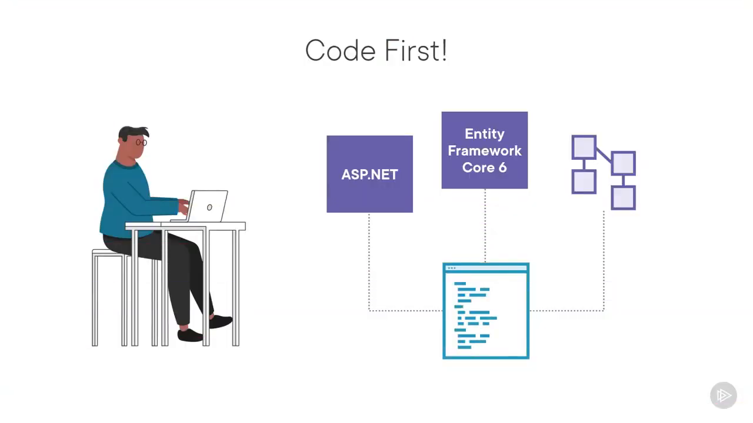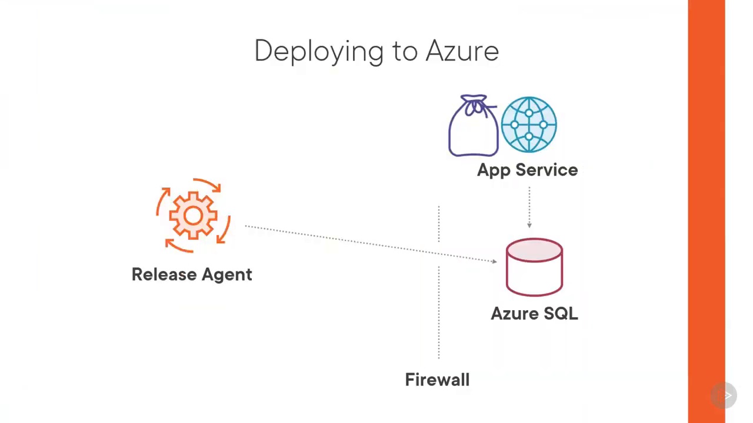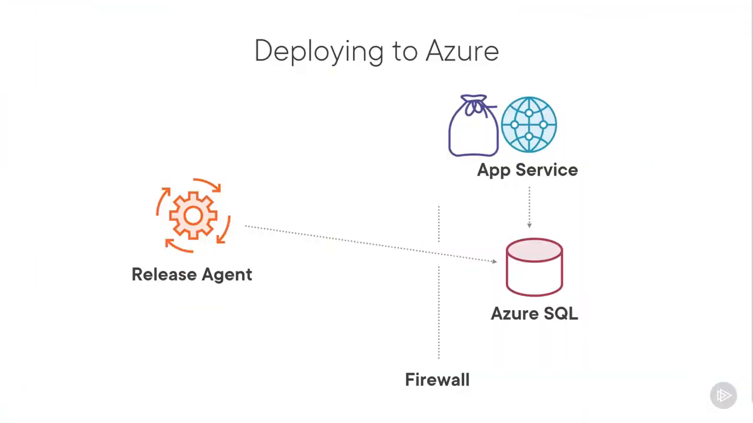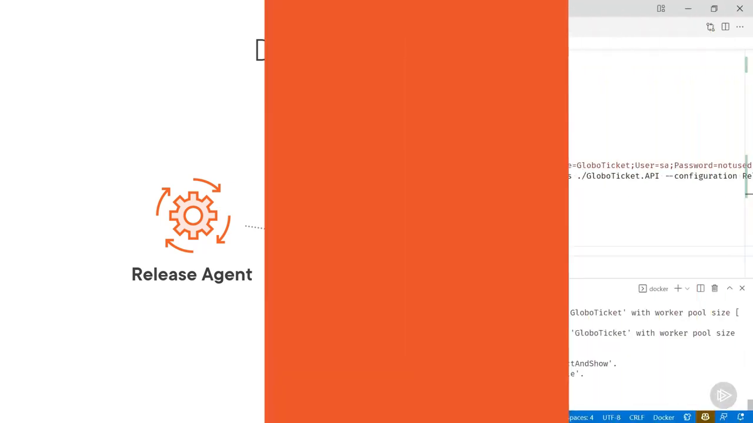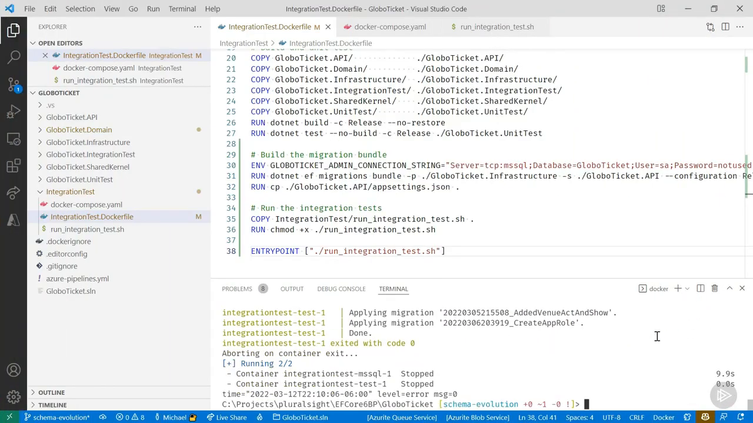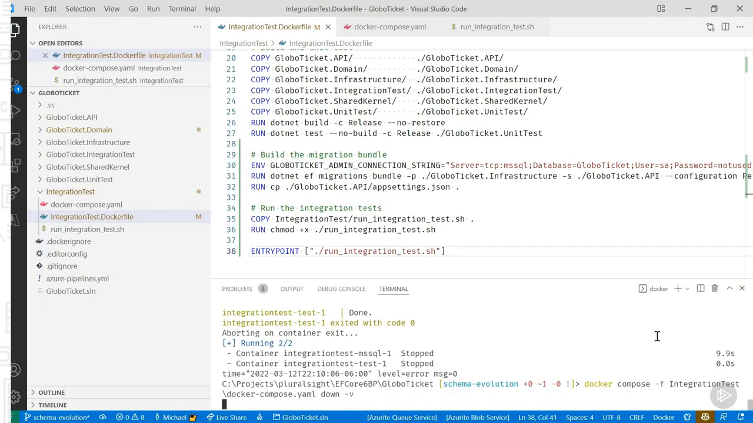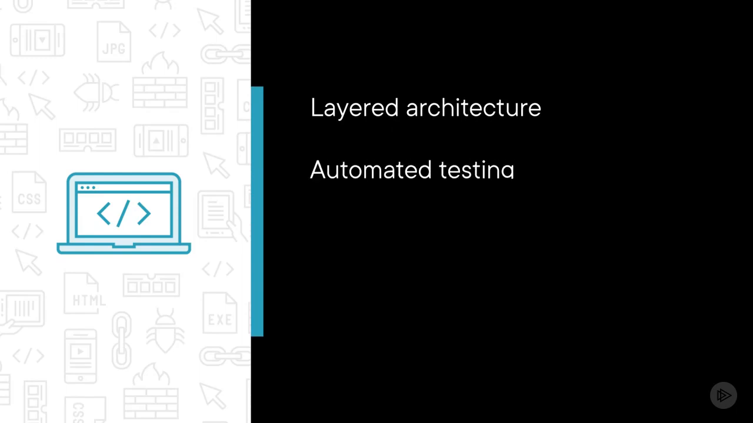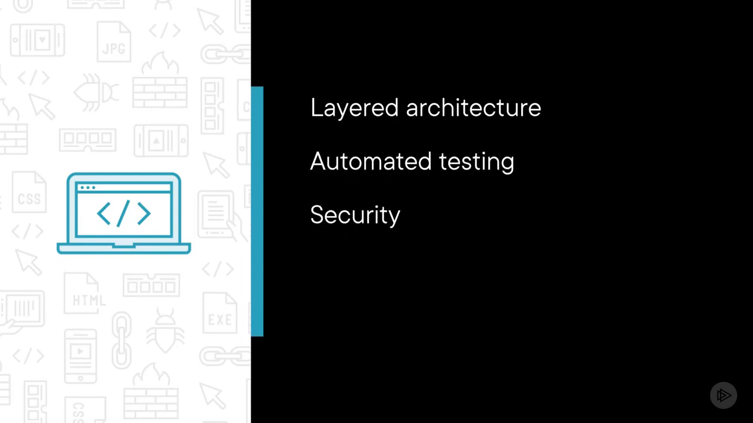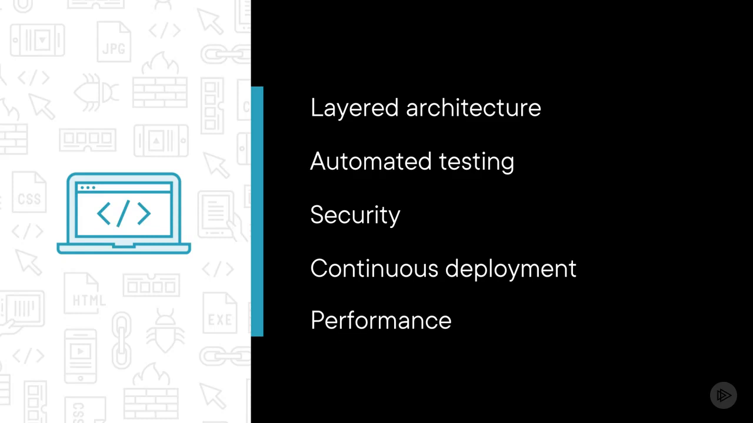EF Core 6 builds upon new language features and capabilities in .NET 6 to give you productive, safe, and performant components for data access. There are many different ways to construct an application from those pieces, and in this course, we're going to examine those options so that you can identify the ones that work best for you and your team. Some of the areas we'll explore are layered architecture, automated testing, security, continuous deployment, and performance.